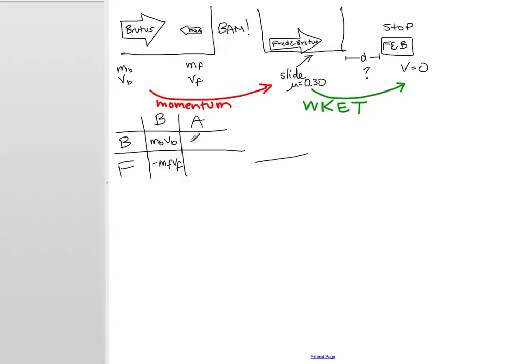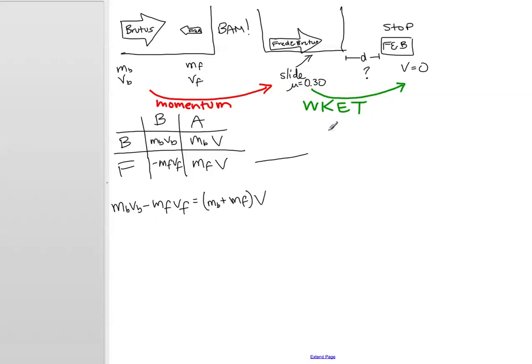Afterwards, we have mass of Brutus times the final velocity that will be the same for both of them because they move together, and mass of Fred times the final velocity, which gives us this equation. Mass of Brutus, velocity of Brutus, minus mass of Fred, velocity of Fred, equals mass of Brutus plus mass of Fred times the final velocity. And we can find that final velocity.